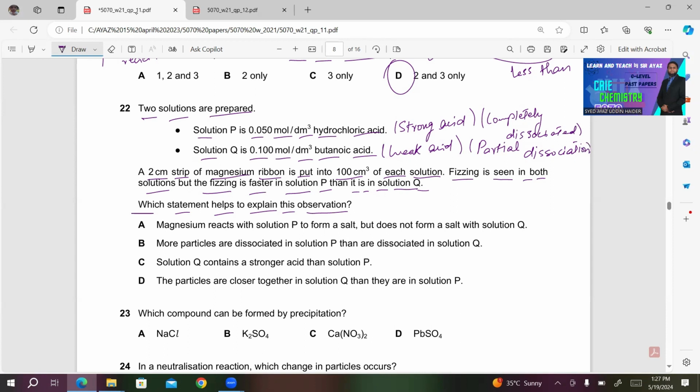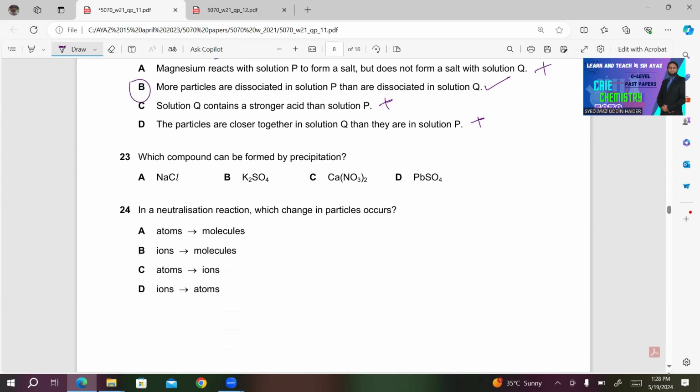So A, magnesium reacts with solution P to form a salt but does not form a salt with solution Q. This is wrong. It will react with both of these acids forming salt. B, more particles are dissociated in solution P than are dissociated in solution Q. This is the right statement. I have already explained. For your convenience, I am reading the other statements also. C, solution Q contains a stronger acid than P. Q is a weak acid. P is a strong acid. It's wrong. D, the particles are closer together in solution Q than they are in solution P. This is also incorrect. So choice B will be the right answer for this question.